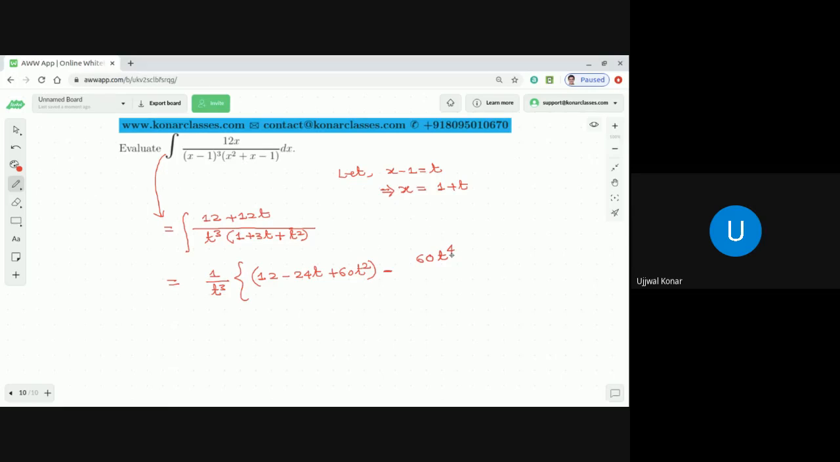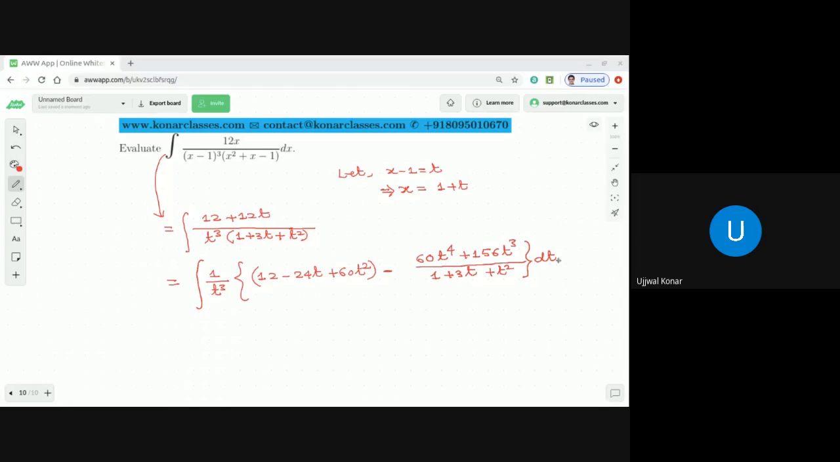Then minus 156 into t cube, divided by 1 plus 3t plus t square. Correct? So you'll get something like this. Not something like that, exactly like this. So this will be the integration.